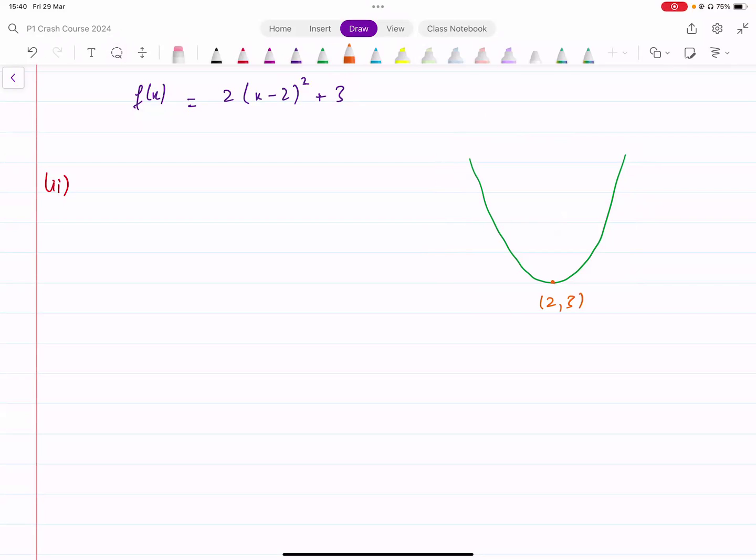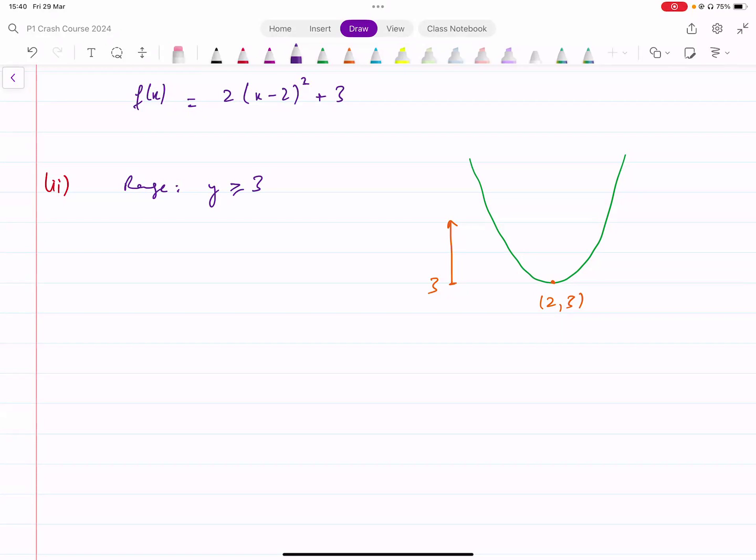So what's the range then? On the vertical axis, the lowest point is 3, right? The y coordinate of the lowest point is 3. So your function, your curve could be anywhere above that point. So what's the range then? You would say the range of the function is y greater than or equal to 3. That's your final result.